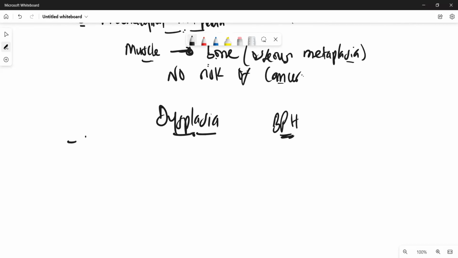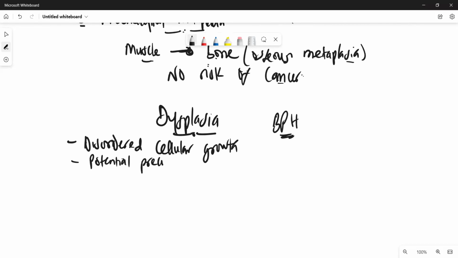So dysplasia, these are disorganized or disordered cellular growth. So basically, that's what they mean. Disordered cellular growth, right? And they're always a potential precursor to cancer. So they can lead to cancer. So anytime you see dysplasia, we have to treat it so that it doesn't lead to cancer, right? And sometimes when you remove the irritants, it could also be reversible.